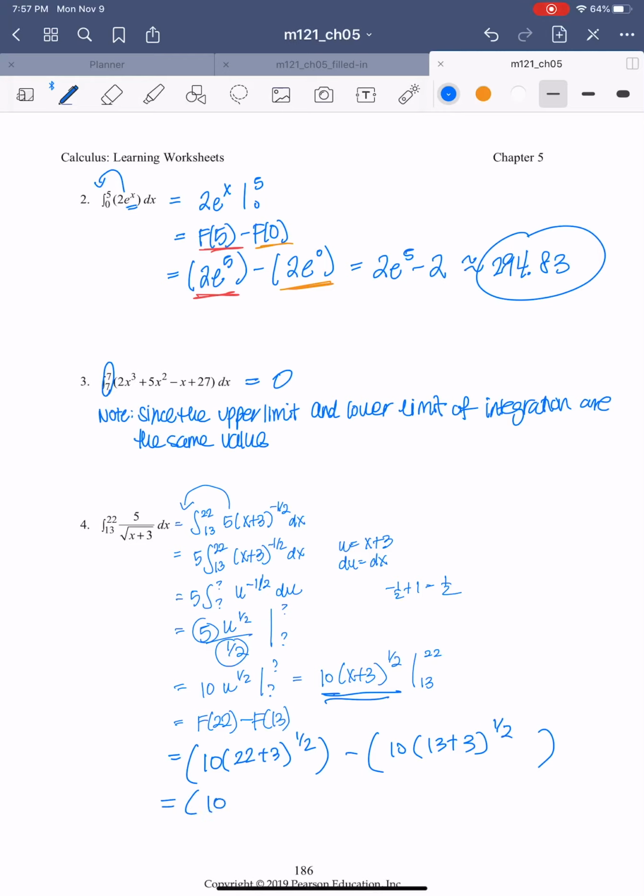So this will be 10 times, 22 plus 3 is 25. Square root, that will be 5. And then this is 16, so square root will be 4. So the final answer we get is 50 minus 40, which is equal to 10. The area will be 10.